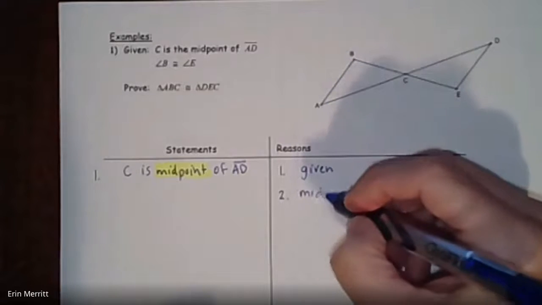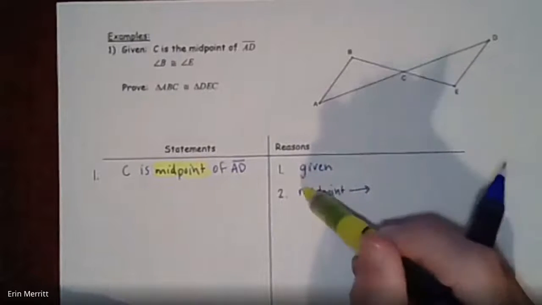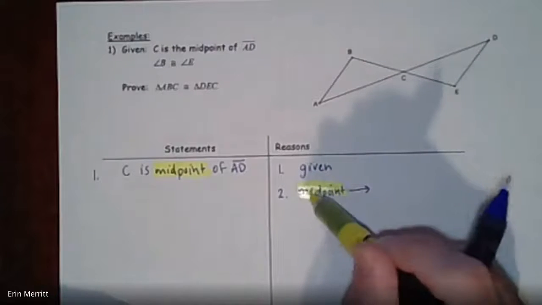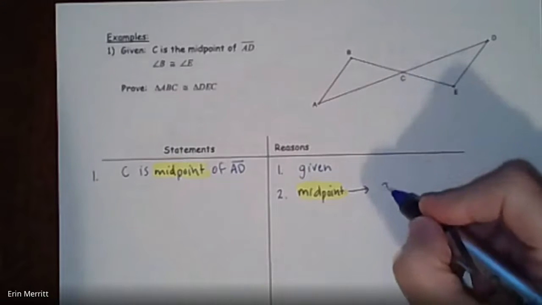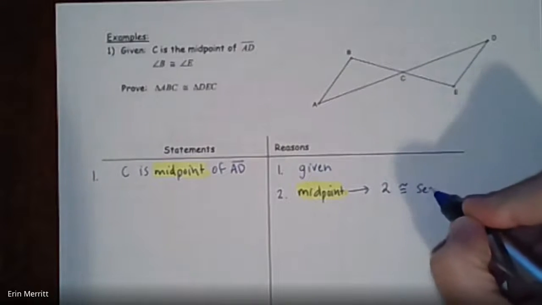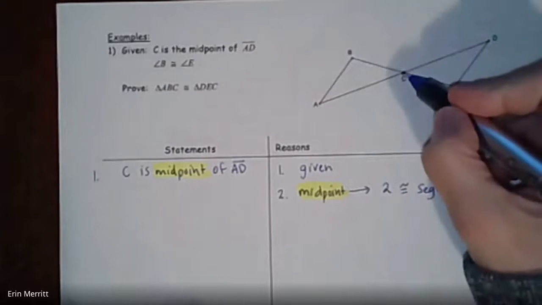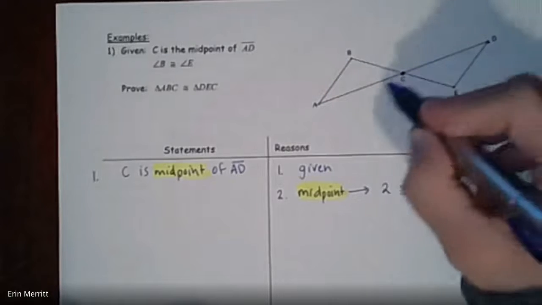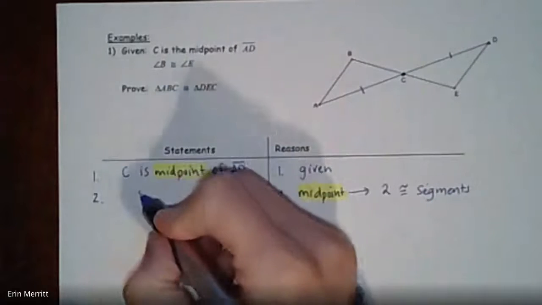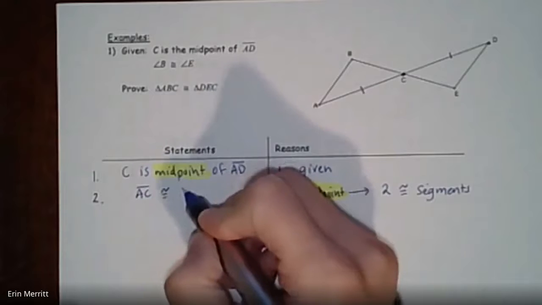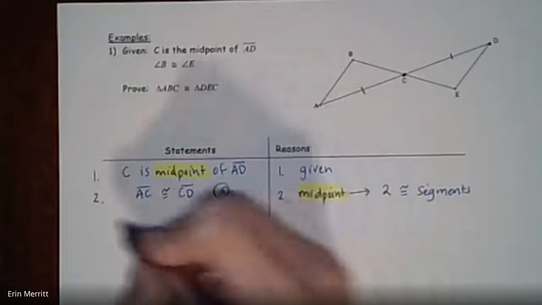I should be saying, well, midpoint tells me what? So if I have a midpoint, you can go back to your sheet if you need to. Otherwise, we should know midpoint is going to break up a segment into two congruent segments. So look at your picture. If C is the middle of segment AD, then that segment is getting broken up into two congruent parts. So I should be able to say that AC is congruent to CD. Midpoint implies two congruent segments. There's a pair of sides right there.